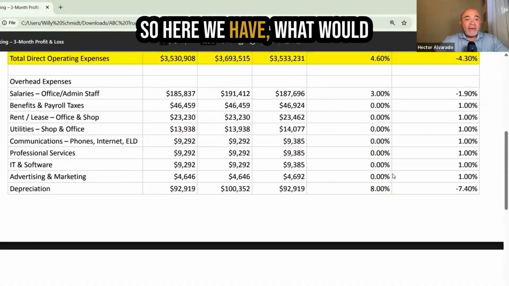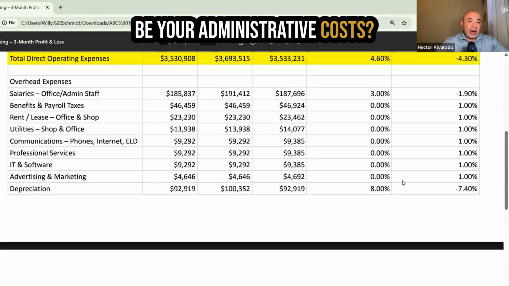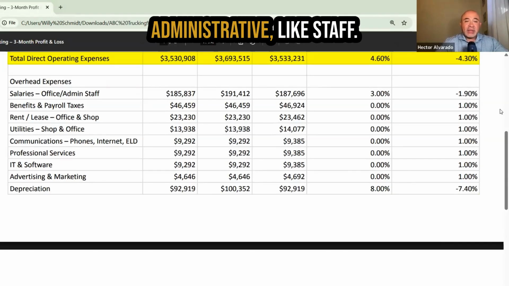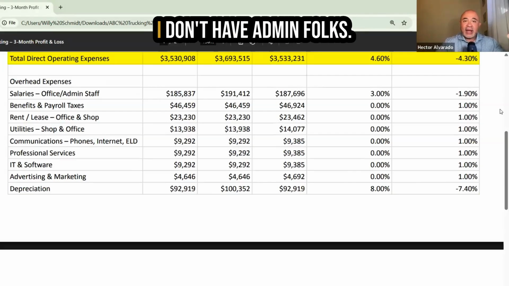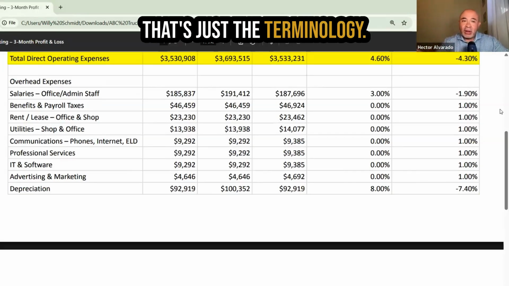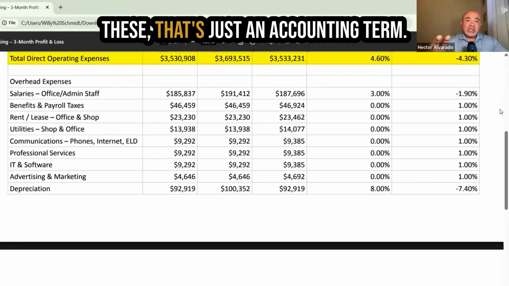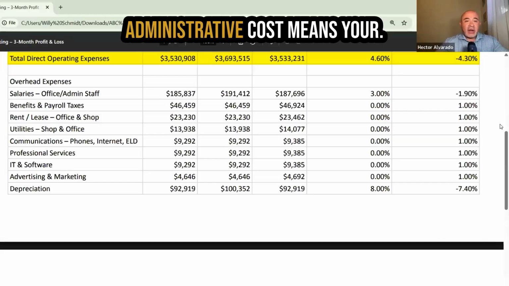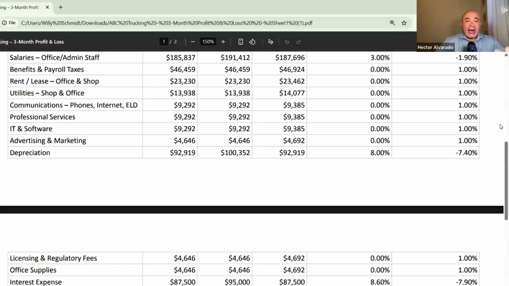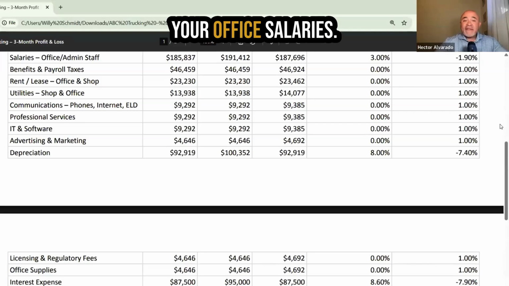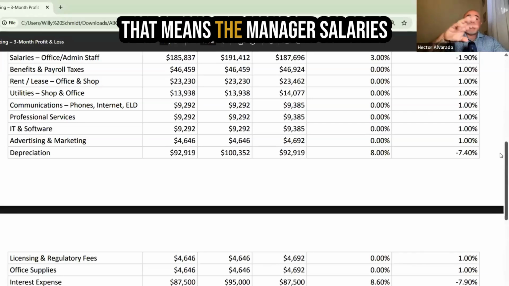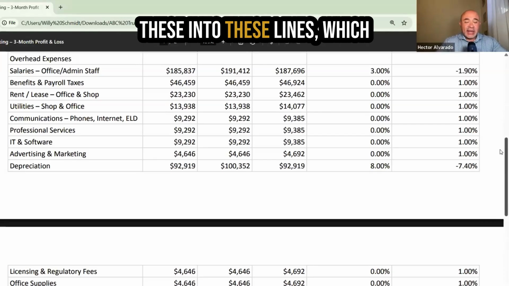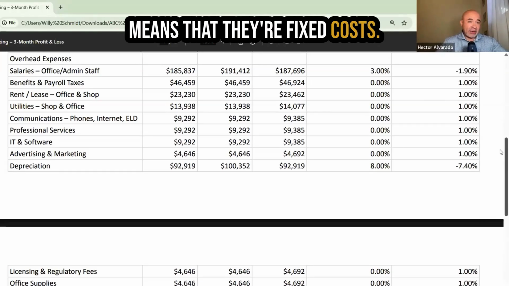So here we have what would be your administrative costs. You might say, what administrative is? I don't have any administrative staff. I don't have a secretary. I don't have admin folks. That's just the terminology. Okay. That's just an accounting term. So I want to make sure you all understand that. Administrative cost means your overhead, your office salaries. Okay. That means the manager salaries generally get bulked into these lines, which means that they're fixed costs.